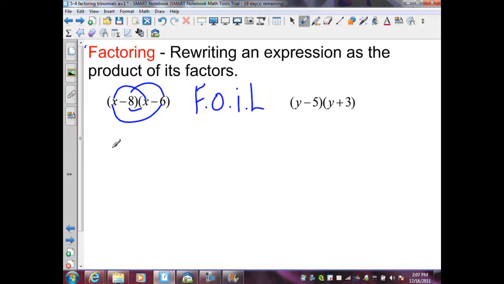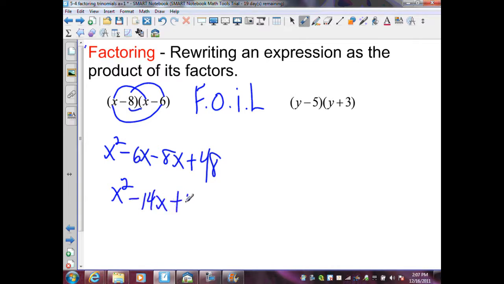X times X is X squared. Outer, X times a negative 6 is a negative 6X. Inner, a negative 8 times X is a negative 8X. Last, a negative 8 times a negative 6 is a positive 48. Let's check to see if we can combine like terms. I get X squared, a negative 6X and a negative 8X is a negative 14X, plus 48.